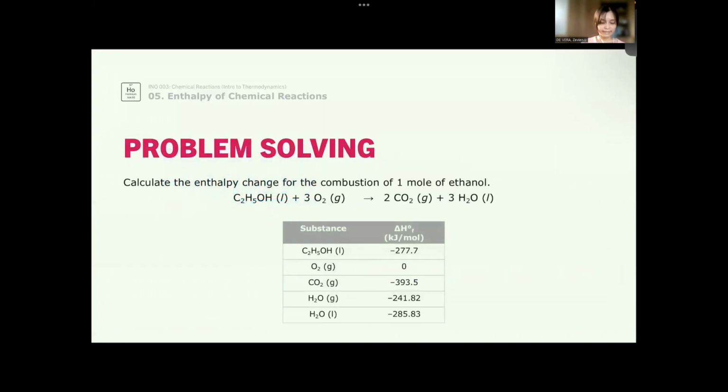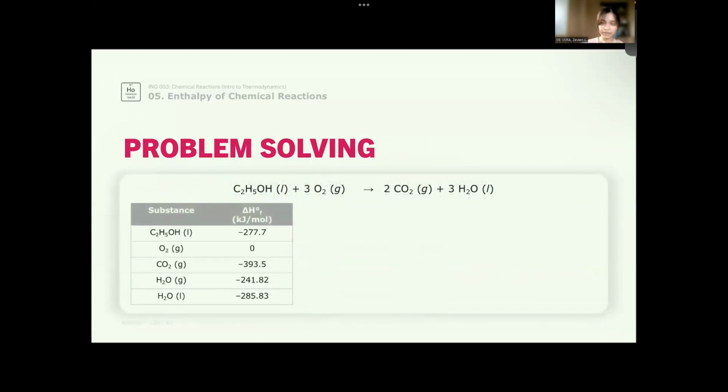For this problem, we are tasked to calculate the enthalpy change of the reaction given below. To solve for this one, we have to write the equation for calculating enthalpy changes. We have delta H of the products minus delta H of the reactants.